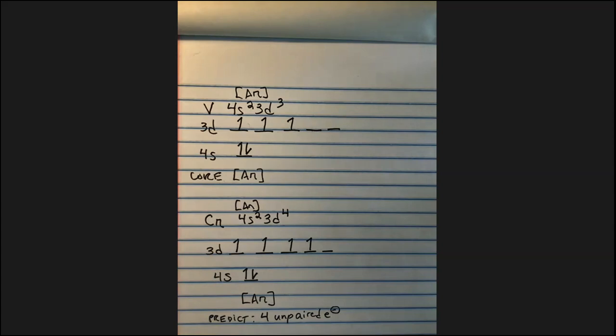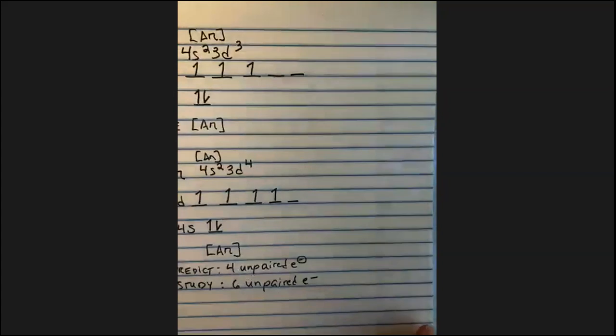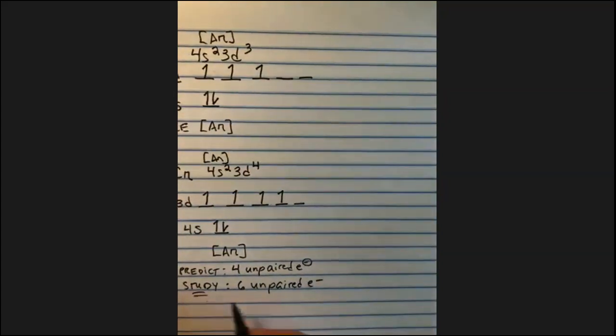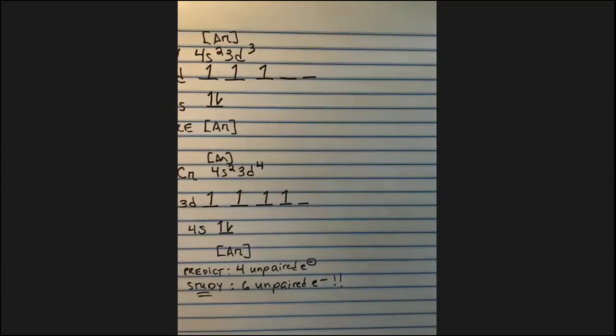Here's the problem. The study tells us that there are actually 6 unpaired electrons. Now remember, theories are good and models are good, but only if they are corroborated by data. So here's the proposal, and here's what was found.